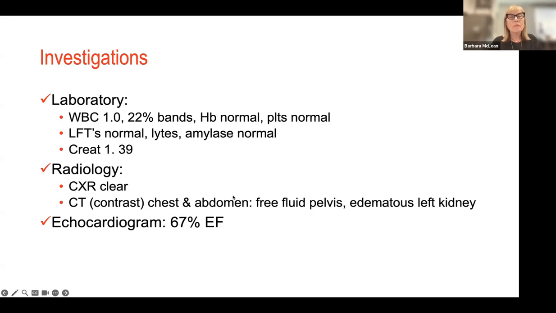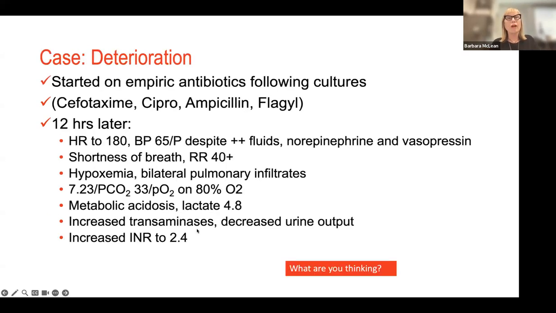But when we look at her, what we actually see is that her chest x-ray is clear, her CT of chest and abdomen look relatively normal in the lung, but in the abdomen, she's got some free fluid in the pelvis and her left kidney is edematous, which makes us think that she most likely has some kind of obstruction to outflow from the kidney. And an echocardiogram is performed, most particularly because of her hypotension and her tachycardia. The decision is made to do a quick echo, and she's got a 67% ejection fraction.